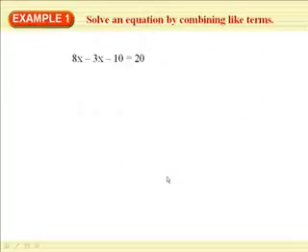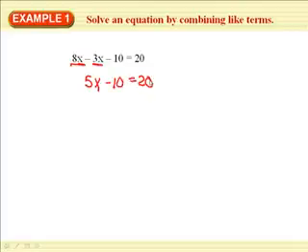Okay, so first example, you're going to see it's a little bit different looking because the book was all messed up, so I had to redo them, so I apologize for that. This first example is solve an equation by combining like terms. So you'll notice here, we find the sides with the letter, and I see the 8x and the 3x, so I can simplify those. I need to start by simplifying those. So 8x minus 3x is 5x, minus 10 equals 20.